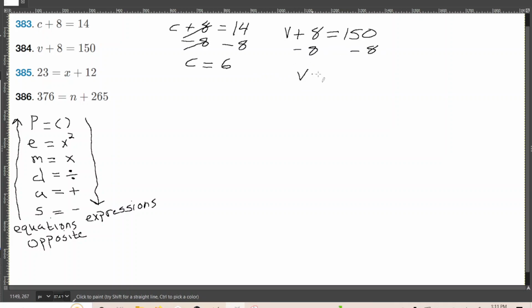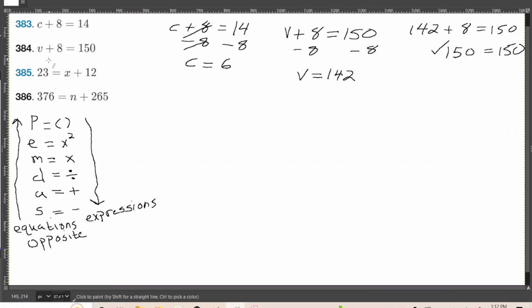So on this side, we end up with just v equals, right? Because what's v plus 0? Well, v, right? And here we have equals 150 minus 8, so that's just 142. If you need to borrow and do all that good stuff, you may, right? Now we could substitute the 142 back in, right? Once we have this value, we can evaluate, right? So 142 plus 8 equals 150. Well, 142 plus 8 is 150, so 150 equals 150. We have solved for this variable.